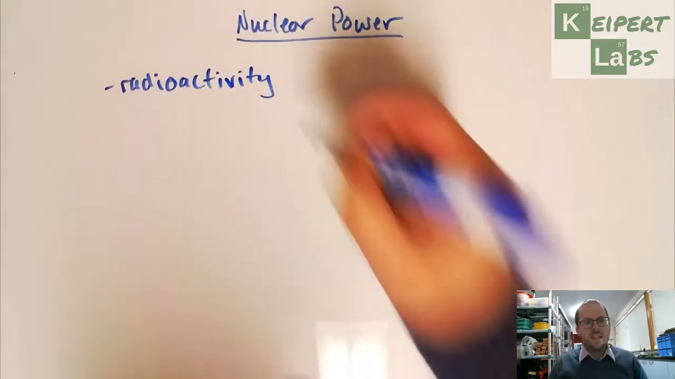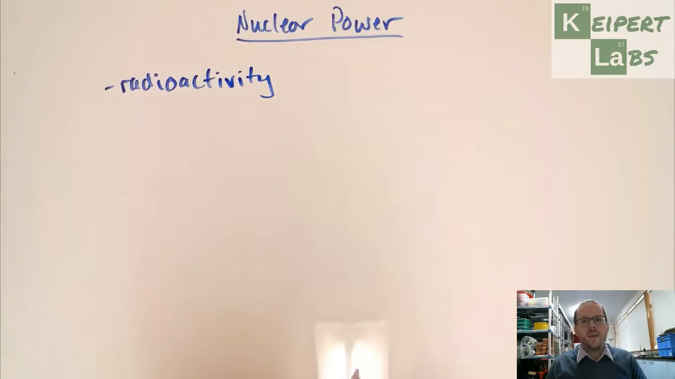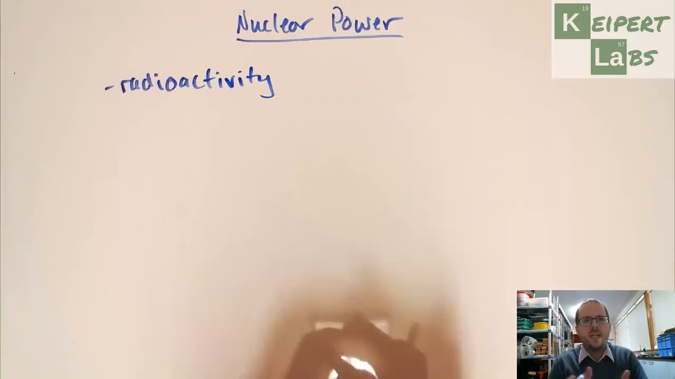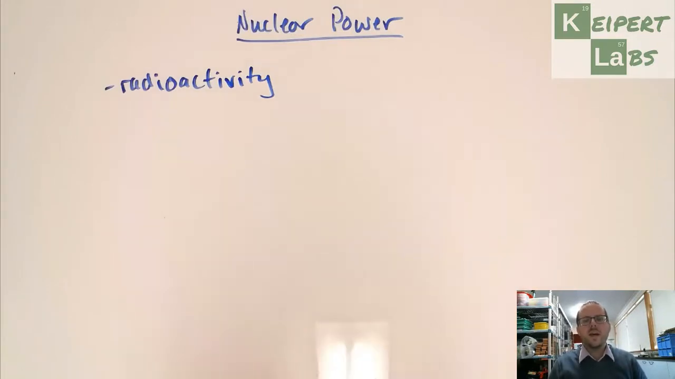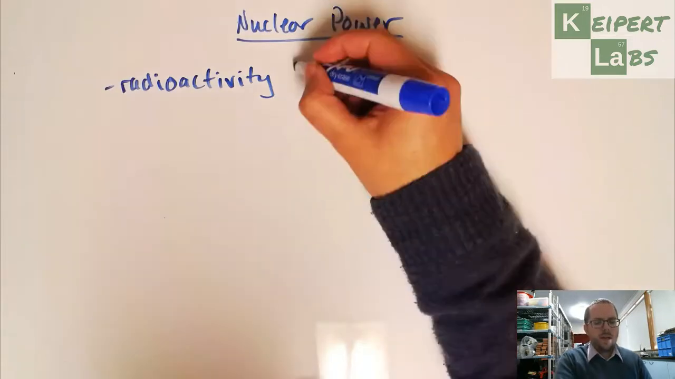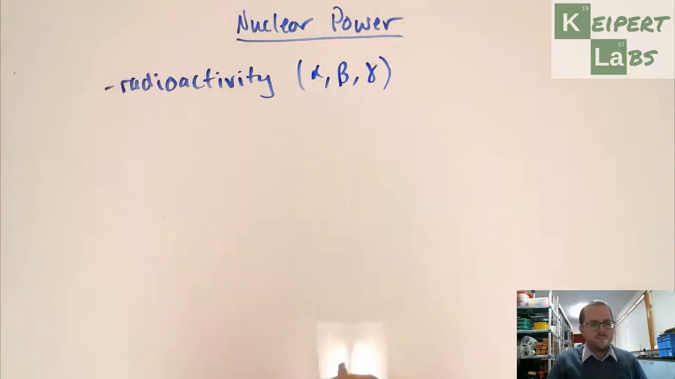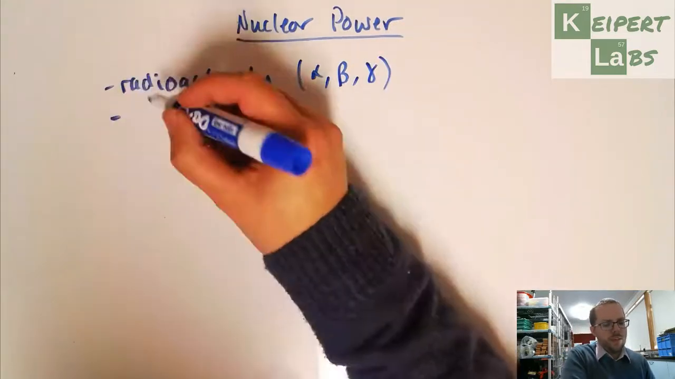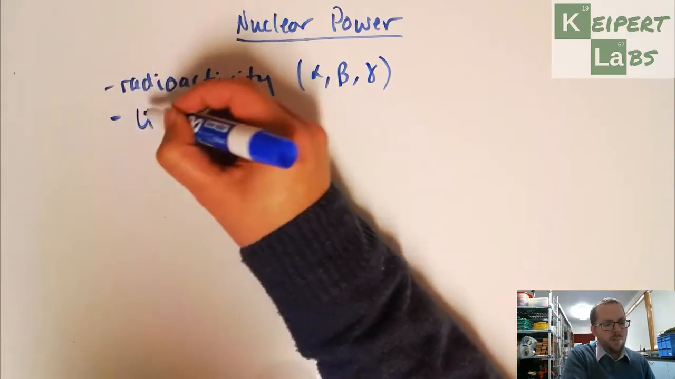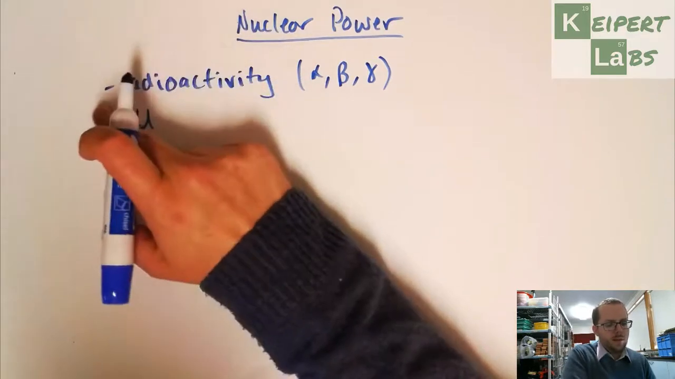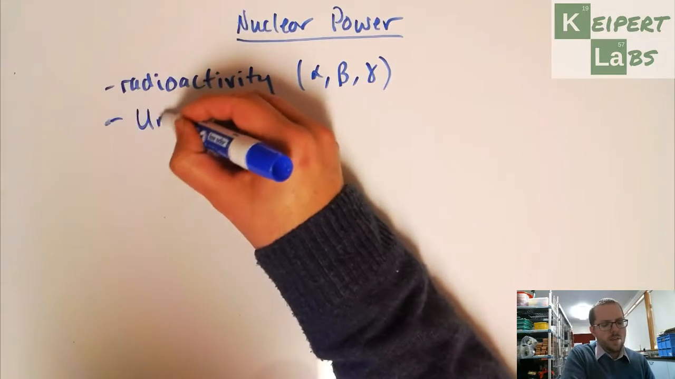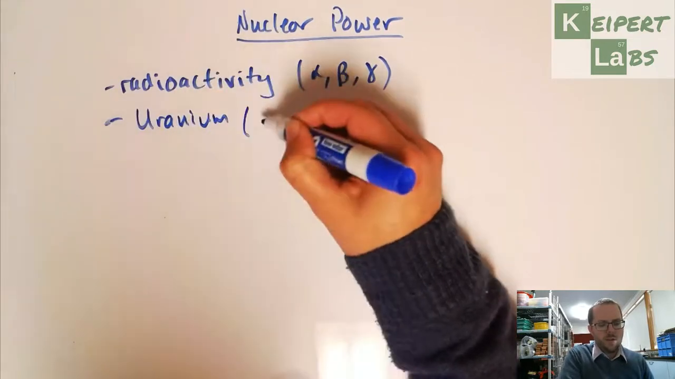Okay, so introducing the idea that some elements are radioactive. The nuclei of their atoms are naturally unstable, and in order to become more stable, they give off radiation. And that radiation can be in the form of alpha, beta, or gamma radiation. Okay, we've looked at the idea that uranium in particular is an element of interest.